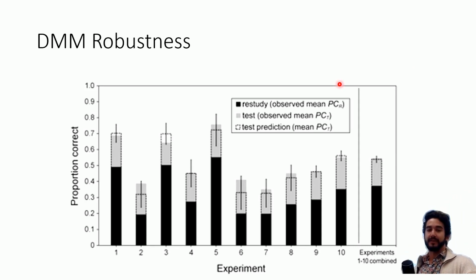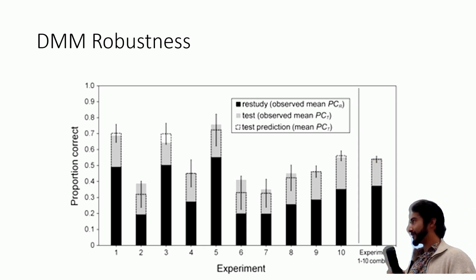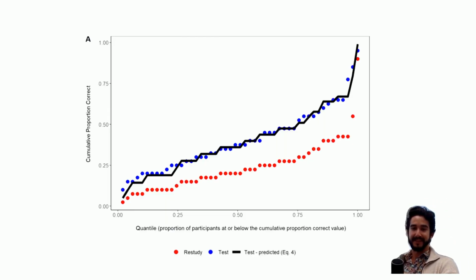The black bars here are the restudy conditions, so those are the PCR values, and the gray bars are the PCT values. The dashed line is the model prediction, so the goal is to line up the dashed line with the gray values. Overall, it does a very good job. When you average this entire thing out, it's almost spot on in this example. It also works in a variety of other data sets, not just these 10. So it's a very robust parameter-free estimation of the testing effect.